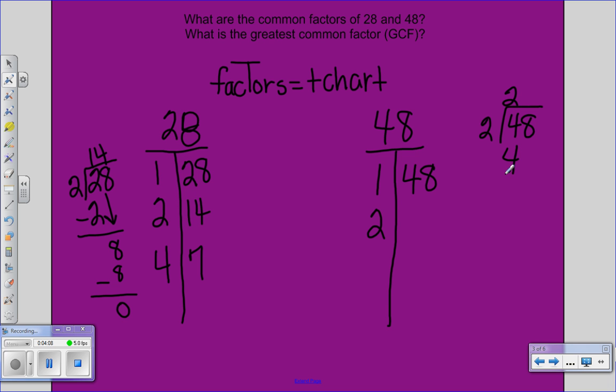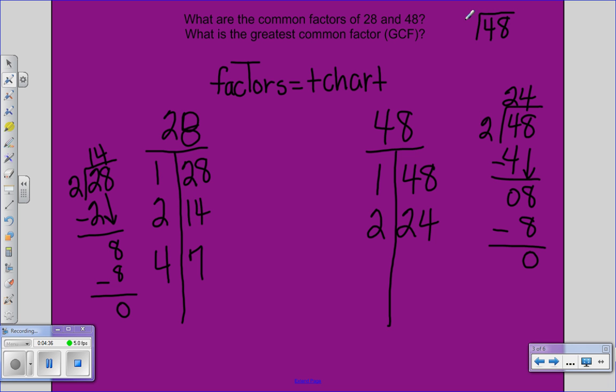2 times 2 is 4. Bring down your 8. 8 divided by 2 is going to be 4. 4 times 2 is 8. So your factor pair for 2 is going to be 24. So you're going to write 24 here. Alright, you're going to think to yourself, 3. Is 48 divisible by 3? Miss O'Neill doesn't know, so I'm going to come over here and I'm going to work.